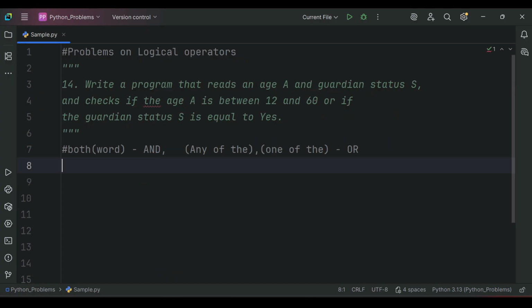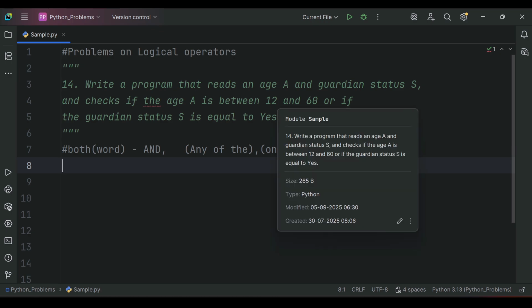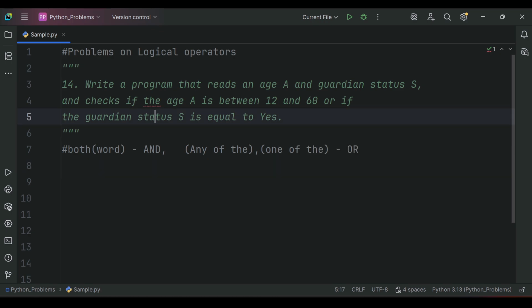Now see the 14th problem. Write a program that reads an age A and the guardian status S and checks if the age A is between 12 and 60 or if the guardian status S is equal to yes.